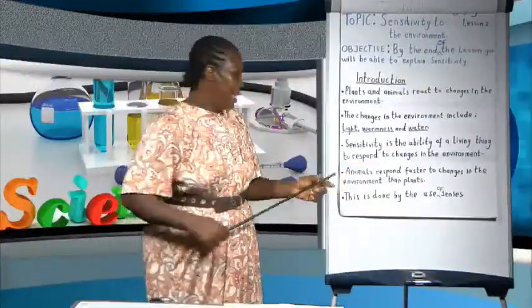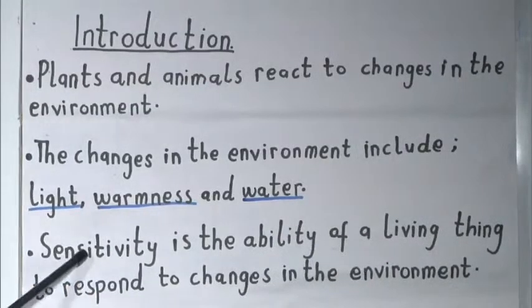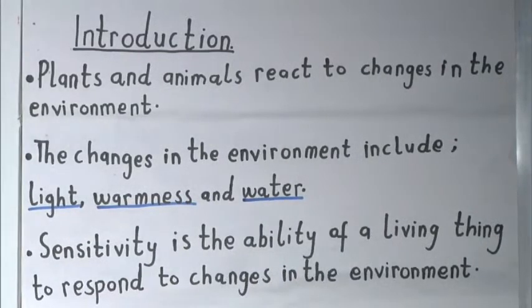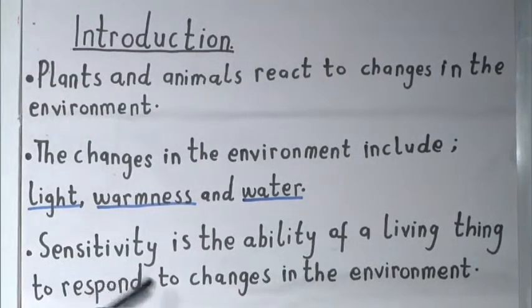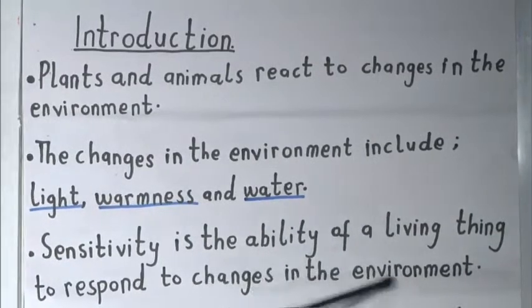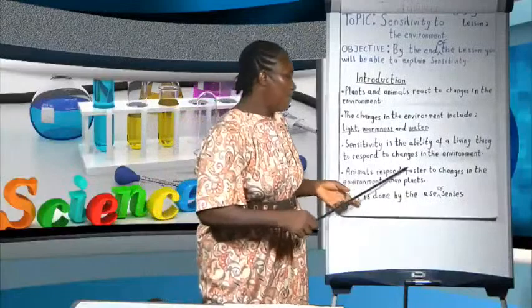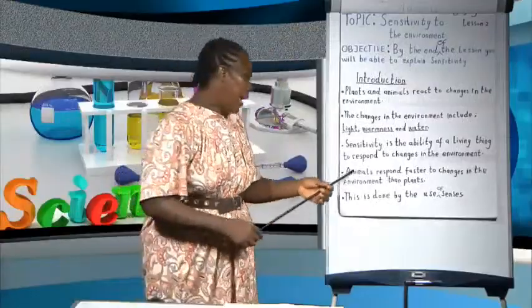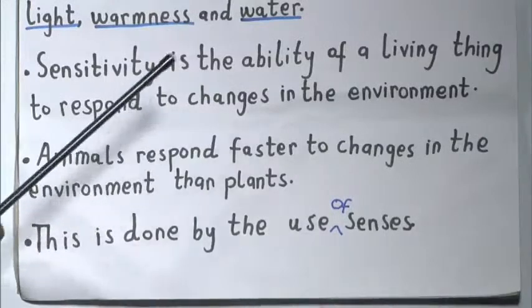Now let's go to sensitivity. Sensitivity is the ability of a living thing to respond to changes in the environment. And these are the changes that we have said. Animals respond faster to changes in the environment than plants.